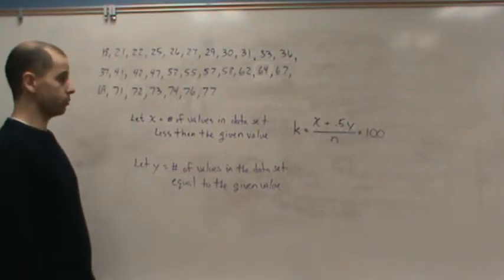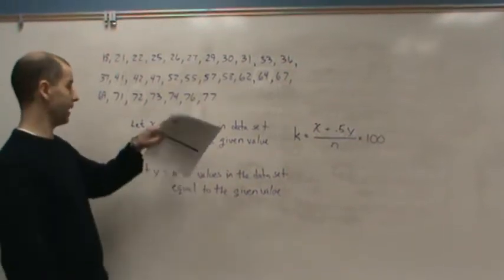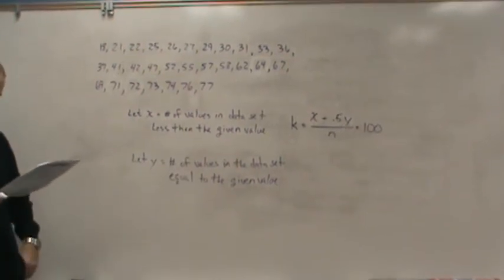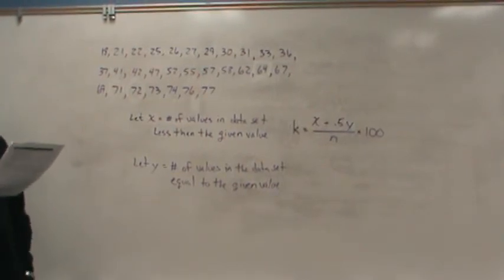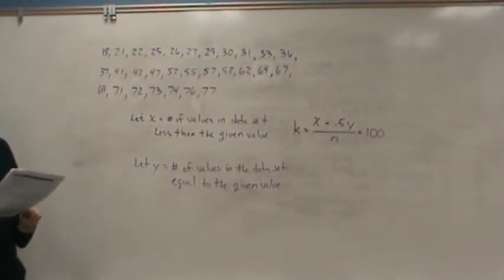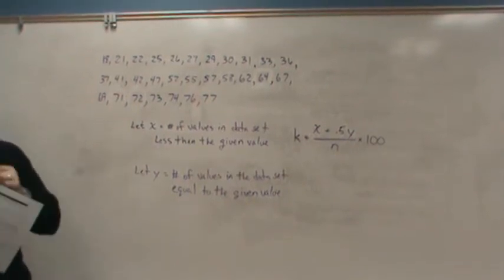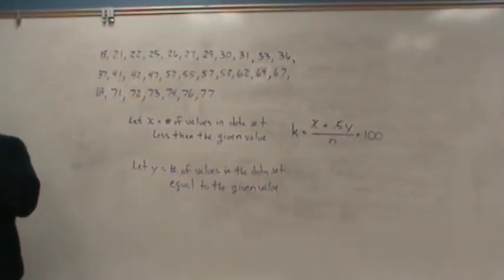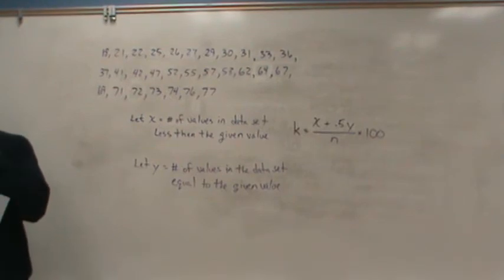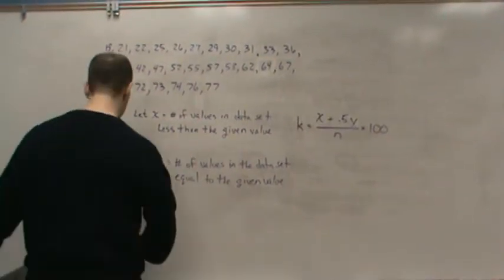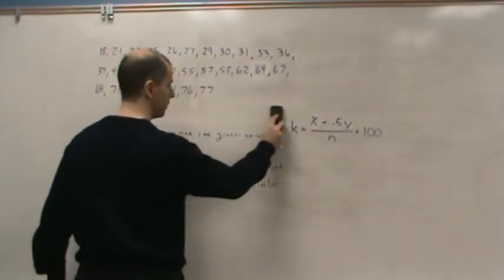Okay, so let's use this in this example here. Let's say I'm given the number 58, age 58. Now I'm going to use this formula and find out what percentile 58 represents in this data. Well, let's apply this formula.